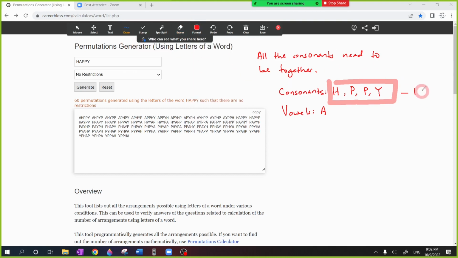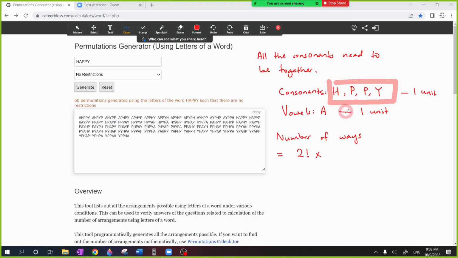Consider these 4 letters as one unit. So here will be another one unit. Okay, so the number of ways. We have 2 units to be arranged, so it will be 2 factorial. And don't forget, because of this HPPY, they still can be arranged among themselves. It can be HPYP, it can be PPHY, and so on, right?